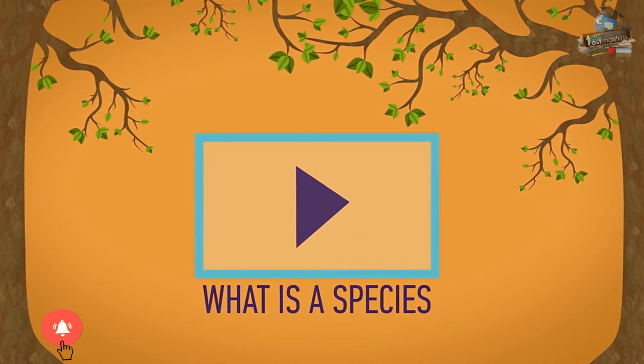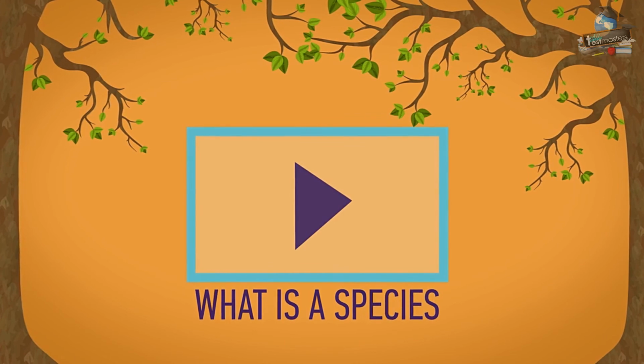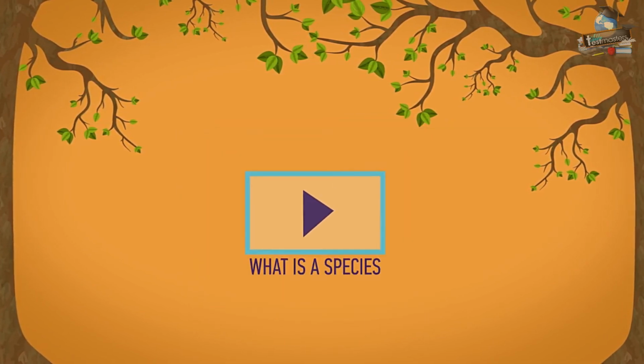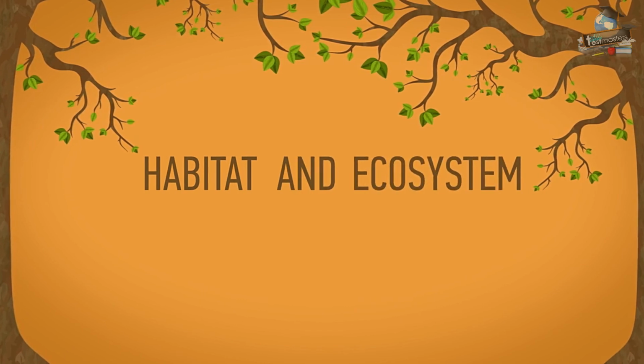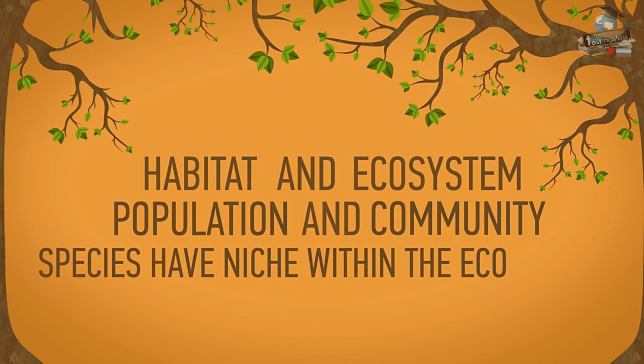We will look at what it really means to be a species in another video, and we'll also revisit all the words throughout ecology. For now, you just need to know the difference between a habitat and ecosystem, a population and a community, and how species have a niche within the ecosystem.